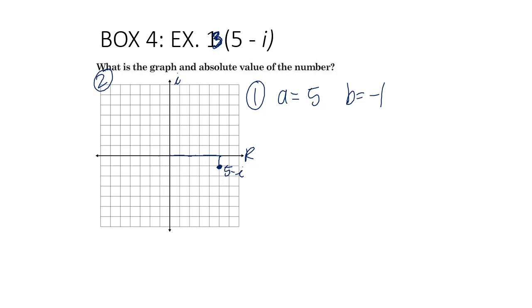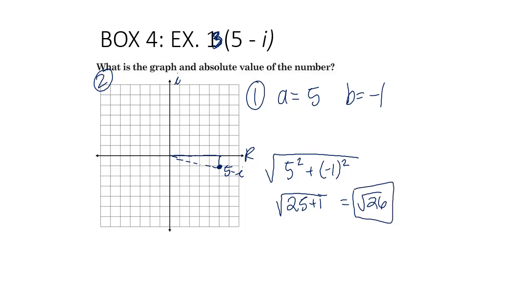So next it wants to find the absolute value of the number. So it's asking how far is it from the origin. So I'm going to take the square root of 5 squared plus negative 1 squared. And that gives me what? 25 plus 1. And that equals 26. Can I reduce that in any form? No.